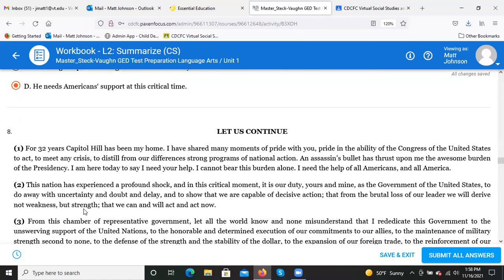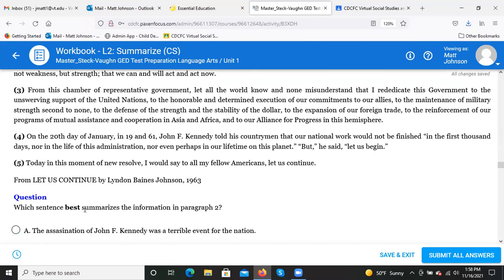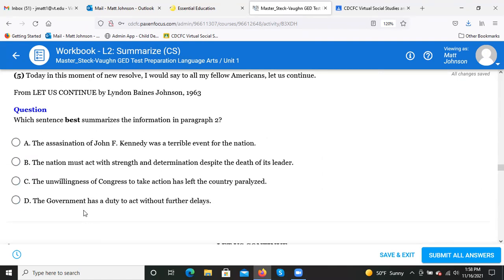Okay, just about halfway there. So again, summarizing the information of paragraph 2. A, the assassination of JFK was a terrible event for the nation. B, the nation must act with strength and determination despite the death of its leader. C, the unwillingness of Congress to take action has left the country paralyzed. Or D, the government has a duty to act without further delays.